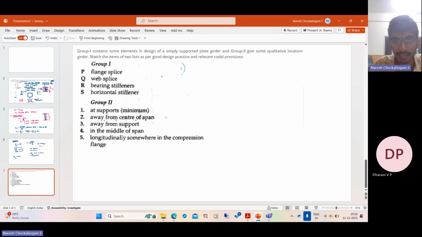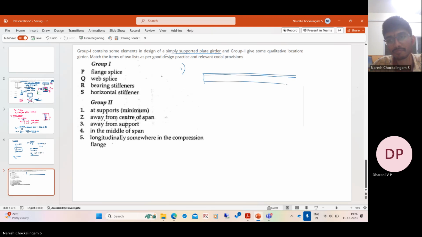So first, let us look at the behavior of a beam under load. So we are looking at a simply supported plate girder. Let us look at what are the failure modes of this beam. So it is simply supported. I have drawn the beam itself, so I'm not putting any idealized support. It may be supported on an angle section like this on both sides.